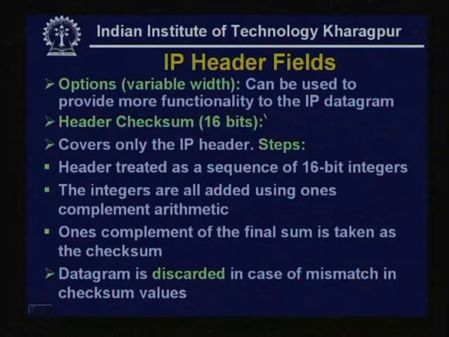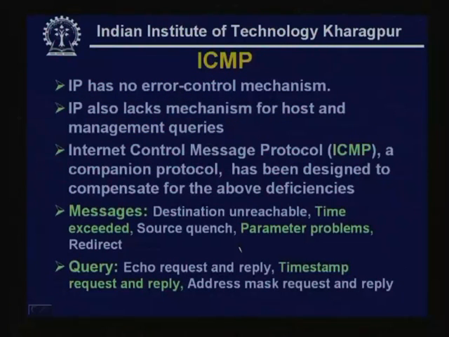This can be used to provide more functionality to the IP datagram, and there is a checksum field which is of 16 bits. Checksum is calculated the way I have already explained earlier while discussing error detection. It is only done for the header part. So, the header is treated as 16-bit integers. The integers are all added using 1's complement arithmetic. Then the 1's complement of the final sum is taken as the checksum, and if the checksum does not match, then the frame is discarded.